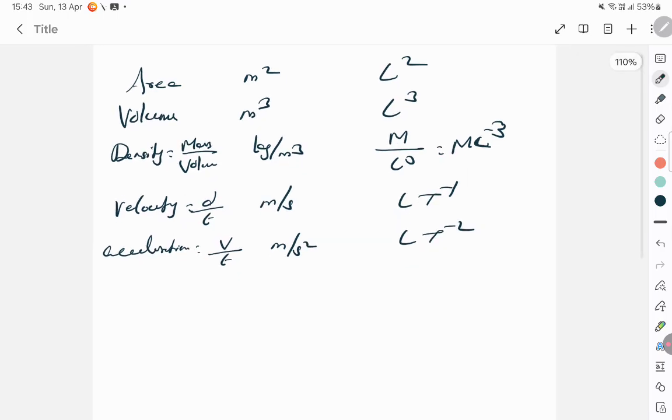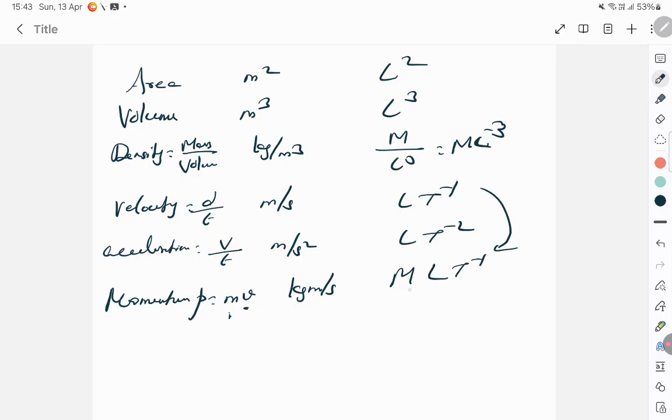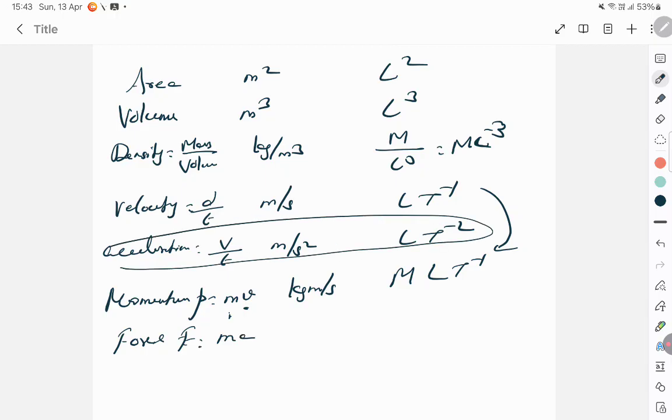So then next is, let me teach you what is momentum. Momentum is mass into velocity. It's represented by P, mass into velocity, which is kg meter per second. But here M is mass and velocity is L T to the power minus 1, from here it can be substituted. So momentum is M L T to the power minus 1. Let's talk about force next. Force, F is equal to m into a. Acceleration's formula is here. So it's M into L T to the power minus 2. Of course, SI unit is Newton.